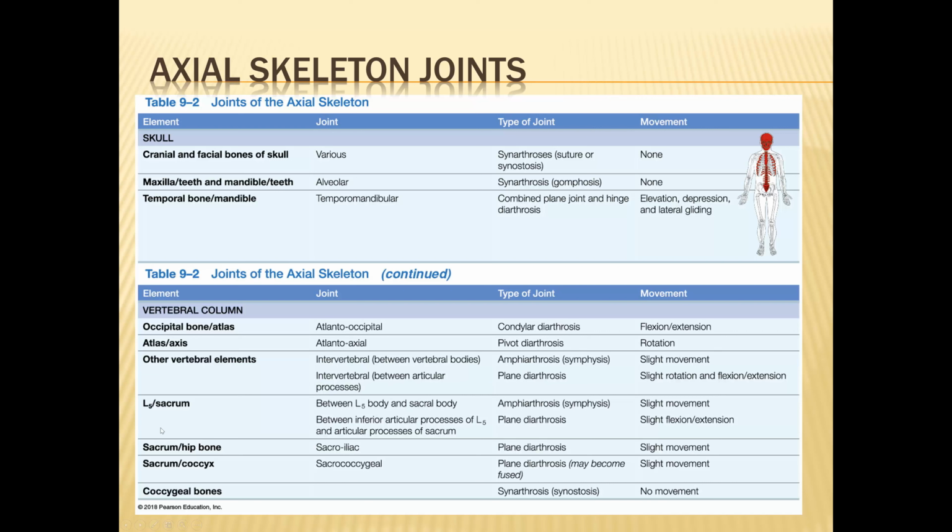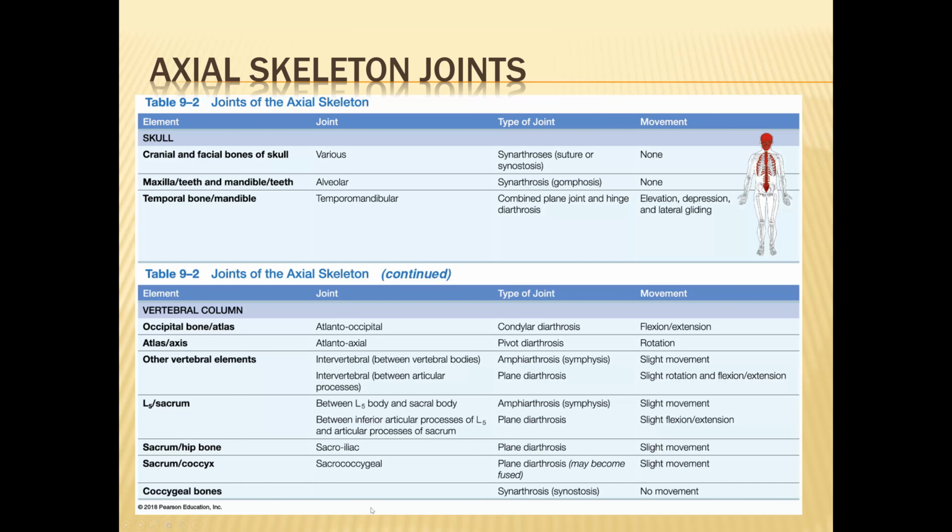We didn't much talk about the joints between the lumbar vertebrae and the sacrum. We did talk about the sacrum to the hip bone. That's the connection between the pelvic girdle and the axial skeleton. That's the sacroiliac joint. That's a plane diarthrosis, allows slight movement. We didn't really talk about the sacrum to coccyx, or the coccygeal bones, so you don't have to really pay attention to those.